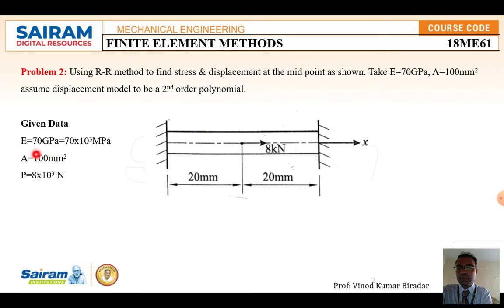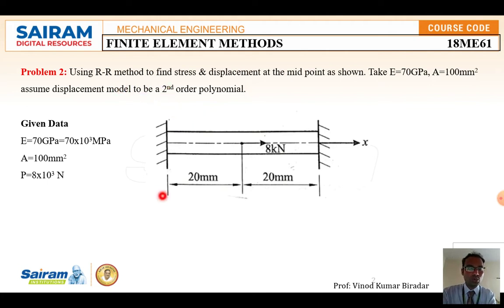So the given data: Young modulus for this is 70 gigapascal, convert into megapascal, that is 70 into 10 to the power of 3. Area is given 100 mm square, and load P is nothing but 8 into 10 to the power of 3 Newton. So this is the question. You need to calculate the stresses and displacement by using RR method.